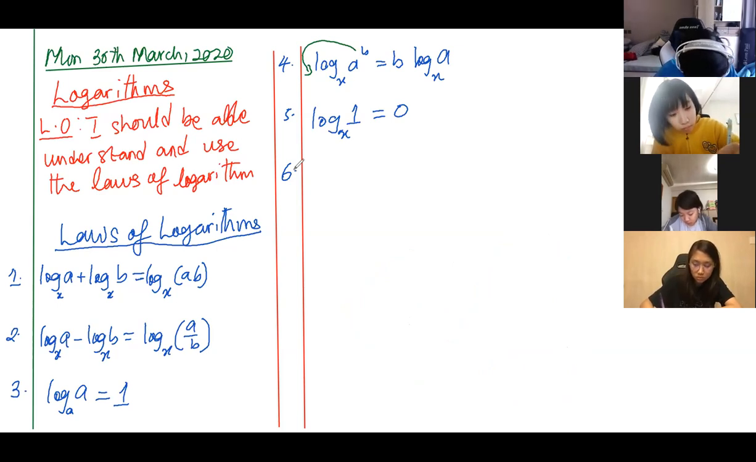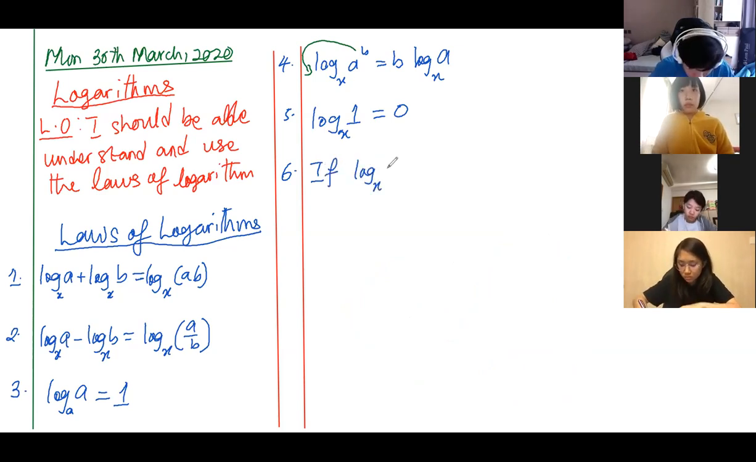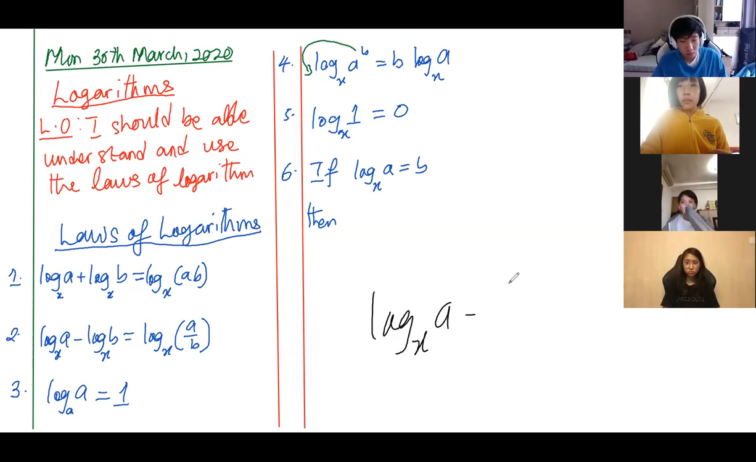If you want to change from a logarithmic to index form, if log to base x of a is equal to b, then please pay attention, everybody. Stop writing, pay attention. We use this in the equation. I hope everybody's listening. So if you have log on one side, it's a different thing when you have log on both sides.